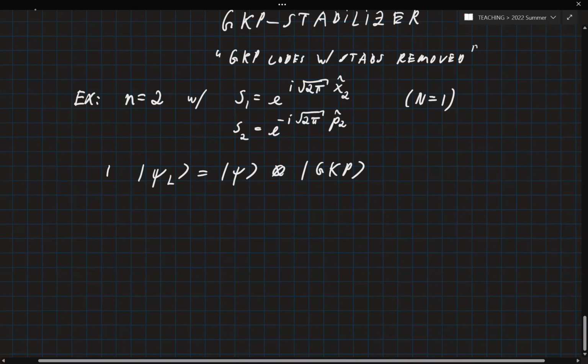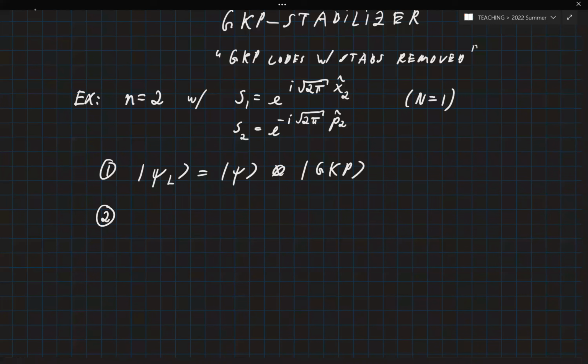So this is the first step of the encoding. But we're not done yet because we have a lot of this error correcting stuff in the second mode. We have nothing. The first mode is just naked. So what we do is now we mix the modes a little bit. We torque the lattice a little bit, and we apply a beam splitter or a C-sum gate.